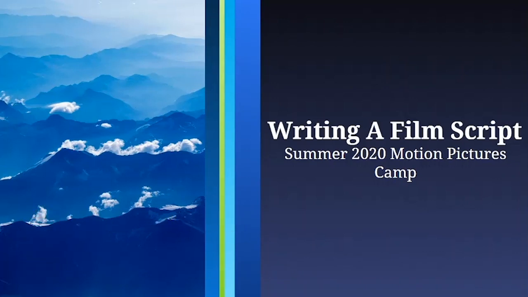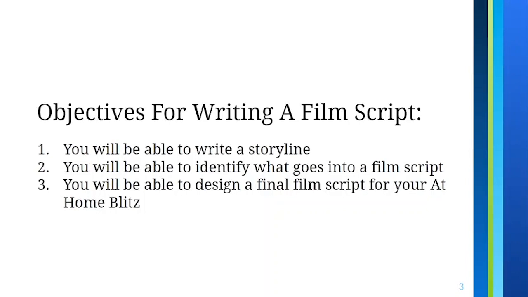Today we are going to be learning about the different components that go into creating a film script and what is needed for it to be considered a complete script. You will also learn about the key concepts a storyline needs in order for it to be a clear and smooth running film. By the end of this module, you will be able to know the correct way to write a storyline, be able to identify what goes into a film script, and be able to design a film script for your at-home blitz that you are proud of.